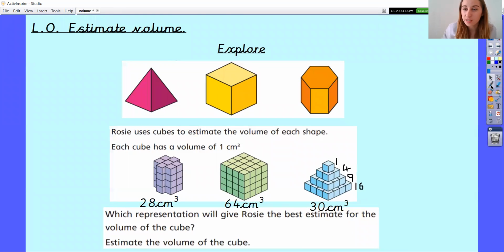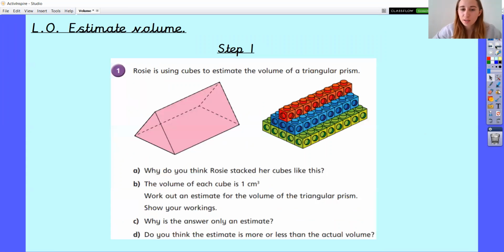Okay, I wonder if your estimated volumes were the same as mine, depending on which one you chose. Now, let's have a go ourselves at doing this independently. So I'm not going to explain to you what to do for this one, and I'd like you to have a go in your books.